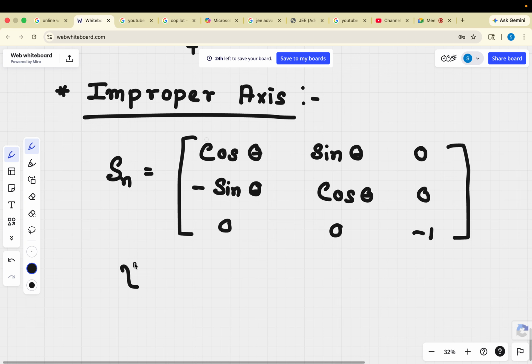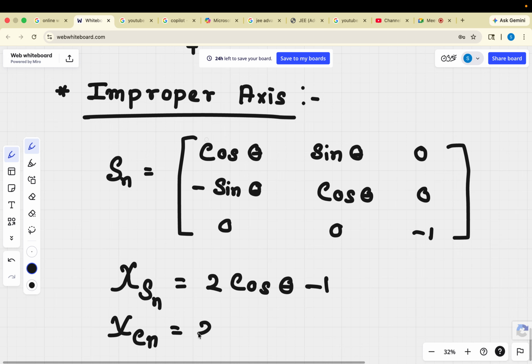So if I write down this chi value, chi Sn, if you add diagonally, what will be the character? You will get 2 cos theta minus 1. So it is very easy to remember. Chi Cn is your 2 cos theta plus 1, and chi Sn is your 2 cos theta minus 1. These are the only formulas we have: 2 cos theta plus 1 for Cn, and for Sn it will be 2 cos theta minus 1.